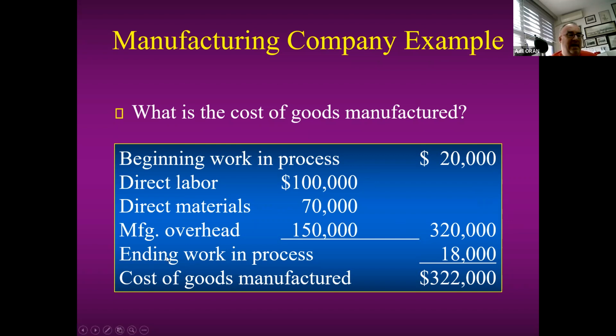However, the end of year count shows that there is still $18,000 worth of work in process left. The production of this has not been completed. So deducting work in process from the two numbers above, we end up with a total cost of goods manufactured, completed, and sent into finished goods inventory of 322,000.